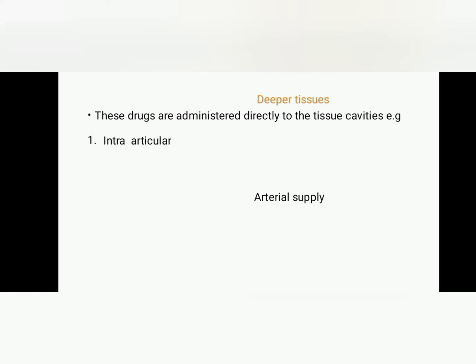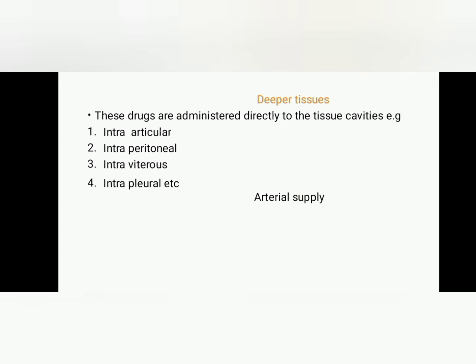Deeper tissues. In deeper tissues, the drug is directly applied or injected into the tissue cavities. These drugs are administered directly to the tissue cavities. For example, intra-articular: in this, the drug is directly administered to the joint cavities. Intraperitoneal, to the peritoneum, the abdominal cavity. Intravitreous, in the eye. Intrapleural, to the pleural cavity.